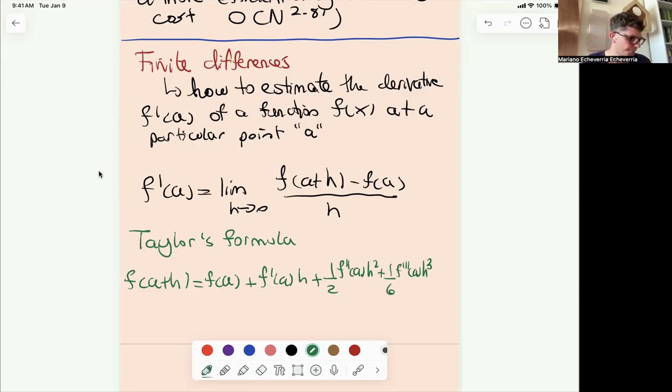So before I would just have kept writing dot dot dot dot dot dot dot, right? But now that we have this O notation, I'll write big O of h to the 4. Okay.